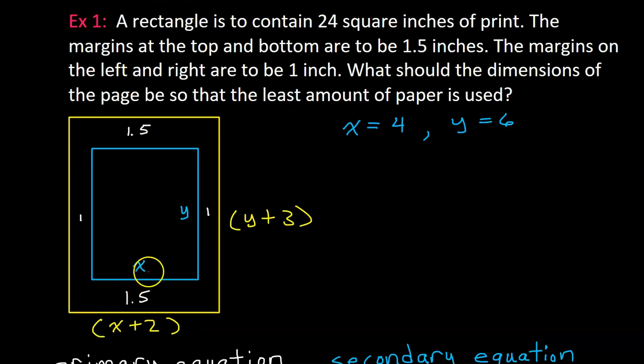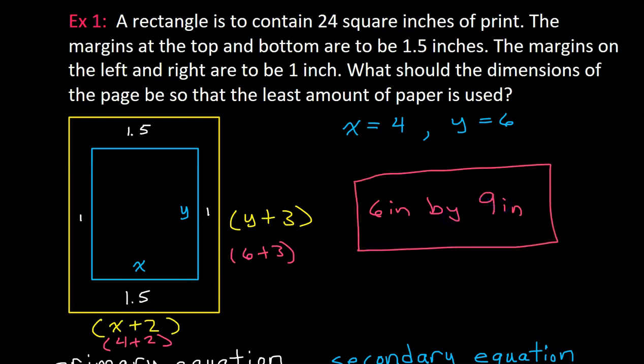But these are the dimensions of the print area, the blue rectangle. We need the dimensions of the paper, the yellow rectangle. So the width of the paper will be 4 plus 2, and the height of the paper will be 6 plus 3. That means the dimensions of the paper will be 6 inches by 9 inches. And remember, these are the dimensions of the page that cause the least amount of paper to be used.